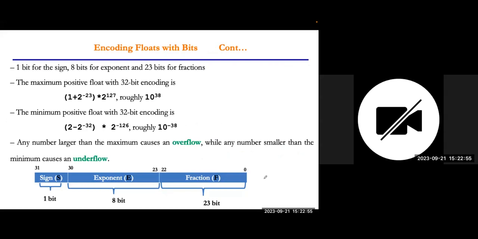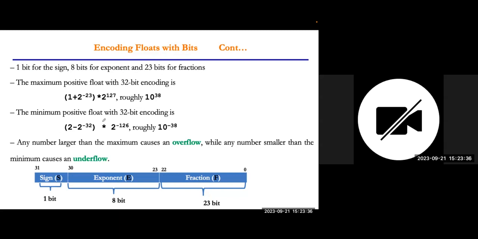So let us see the range of this. 1 bit for the sign, 8 bits for the exponent and 23 bits for the fraction. The maximum positive float value with this 32-bit encoding lies around 1 plus 2 to the power of minus 23, because we are using 23 bits for the fraction part, multiplied with 2 to the power of 127. And it is roughly 10 to the power of 38 in decimal.